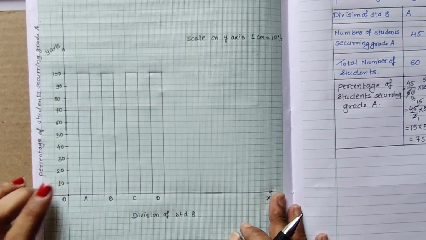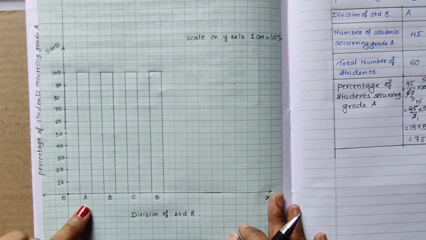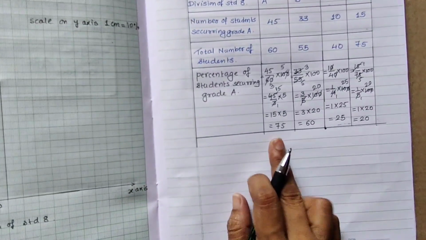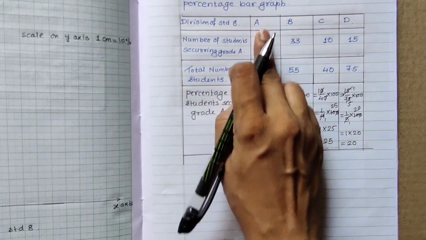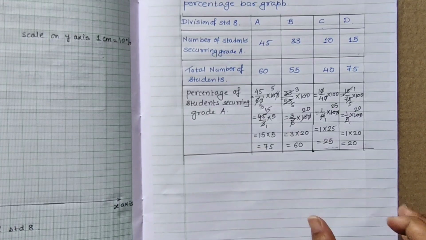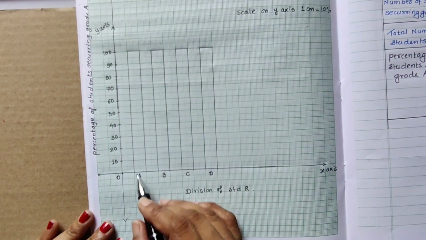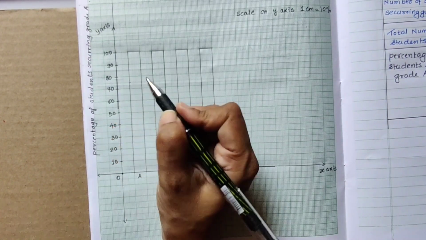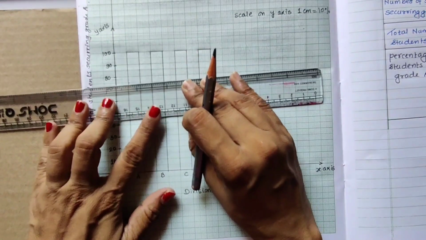So let us divide the first bar. In first bar we have to show how many percentage of students have secured grade A. So what is the answer we have got? 75 percentage of students in division A have secured grade A. So we have to divide till 75. So where will 75 come? 75 will come between 70 and 80. So here we have to divide this bar. So divide it at 75.